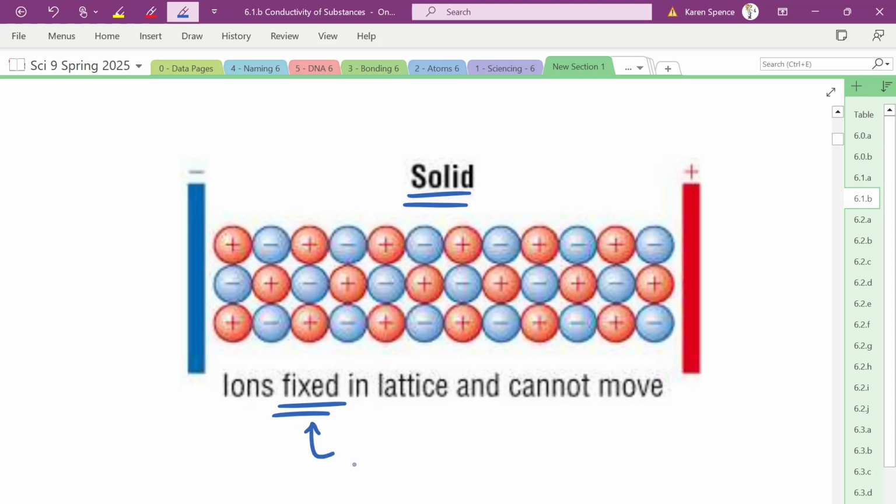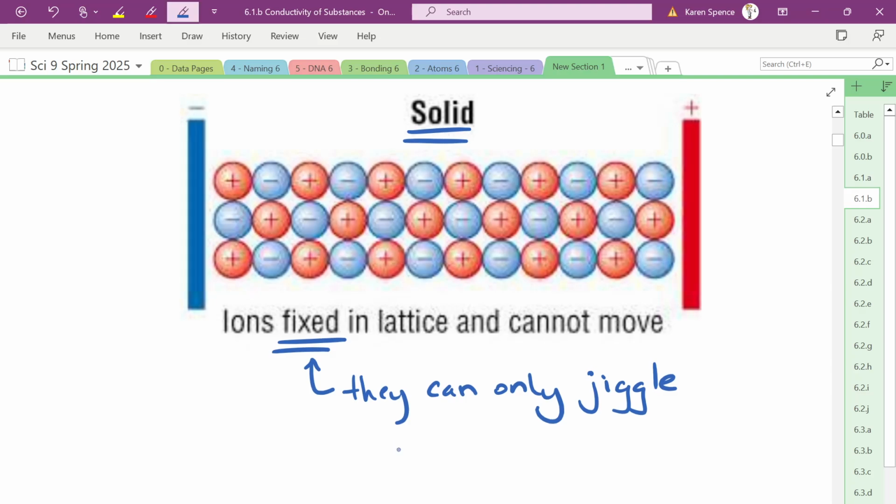In other words, they can only jiggle. Jerry, you're distracting me. Logan, you're also distracting me.